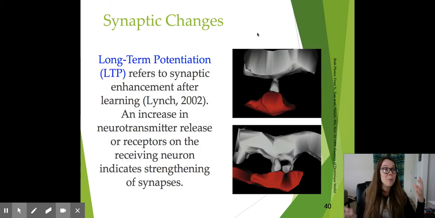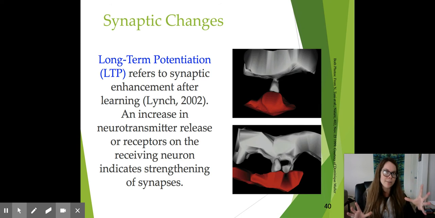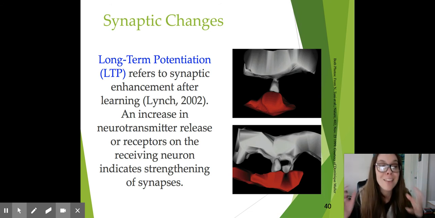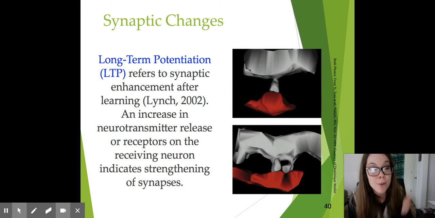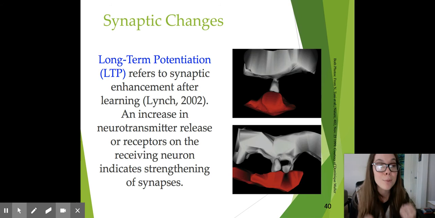So let's talk a little bit about how it connects to biology, the brain, right? So we're going to do a little bit of top-down processing right now. There is this term called long-term potentiation, and it's called LTP. It refers to the synaptic enhancement after learning. So an increase of neurotransmitters released, along with the receptors on the receiving neuron, to indicate the strengthening of a synapse. And so let me tell you what that means in English. The more that you encode and the more neural pathways you make and keep on rehearsing, the stronger they get, the more likely, the quicker you're able to remember.